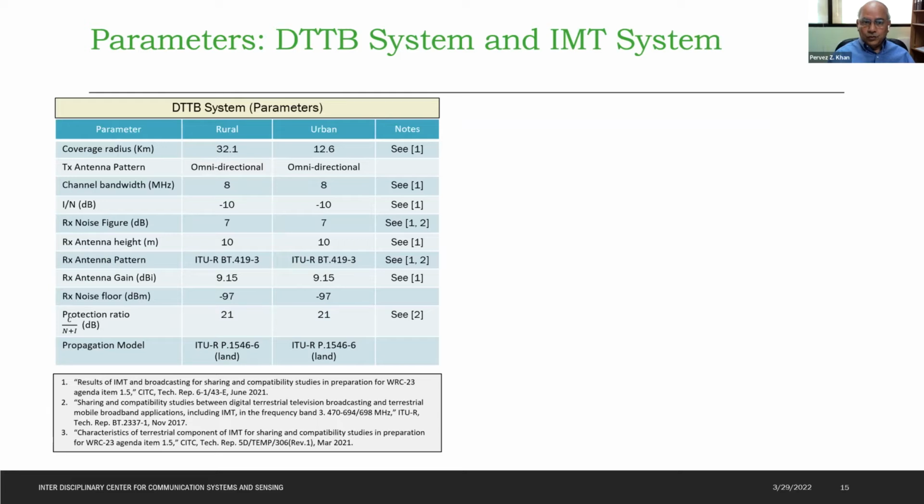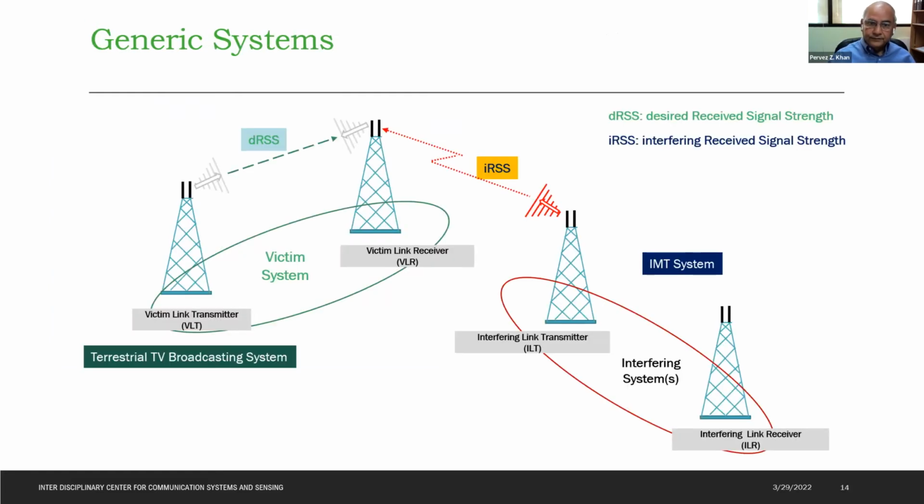So in order to create the system, the approach is like this. We will create one system, which is a TV system. We'll create another system, which is the IMT system, and then we'll create a link between the IMT system and the TV system, because this is going to create the interference.